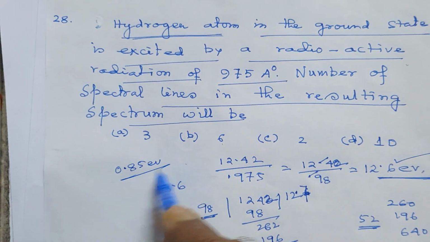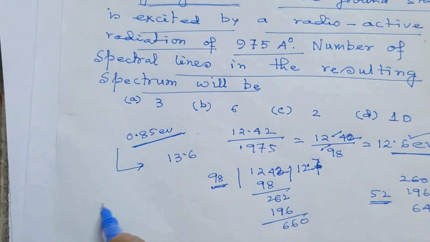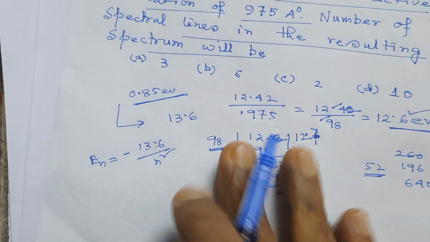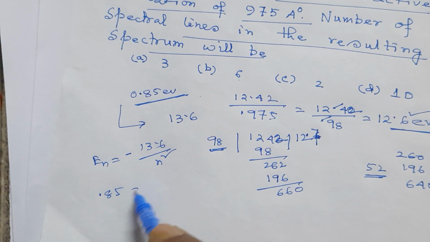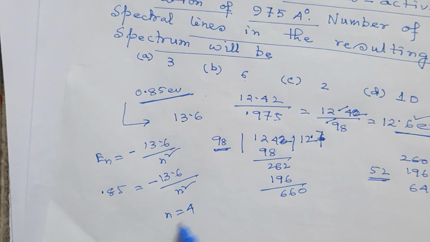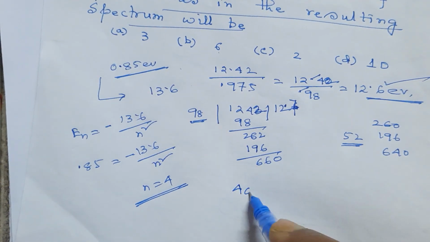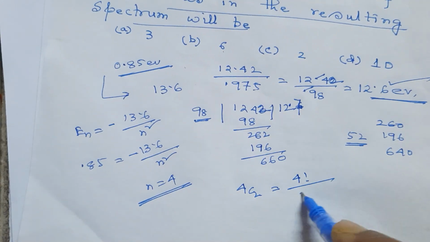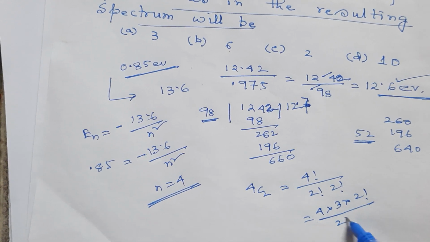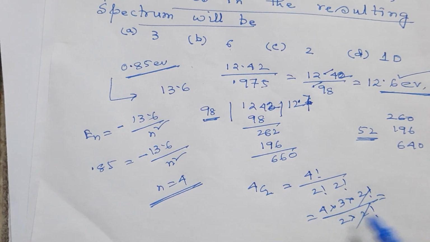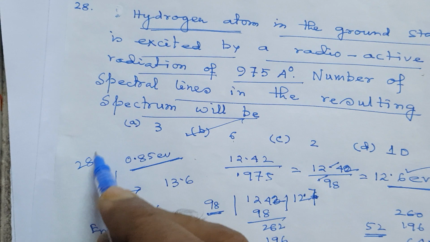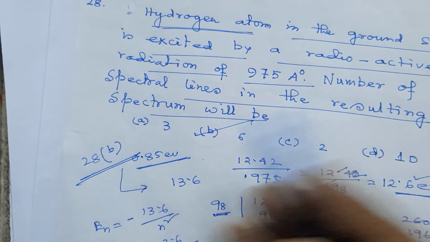That is the fourth orbit, because we know that En equals minus 13.6 by n square, and 0.85 equals 13.6 by n square, so n equals 4. So the number of spectral lines is 4C2, that is factorial 4 by factorial 2 into factorial 2, that is 4 into 3 into factorial 2 by 2 into factorial 2, so 12 by 2 equals 6. So the number of spectral lines emitted is 6. So the correct option is B for question number 28.